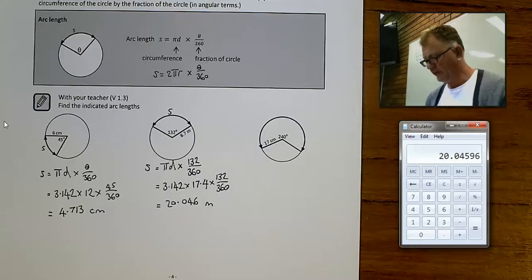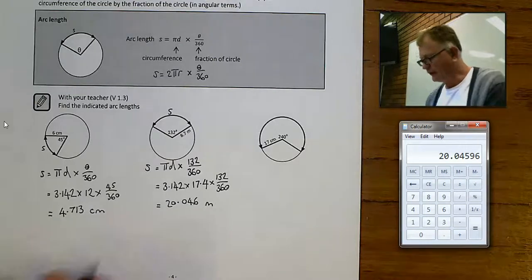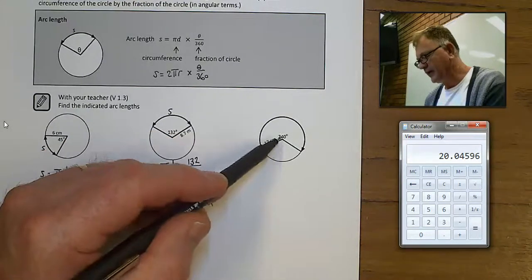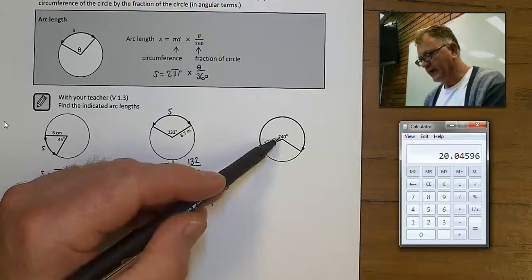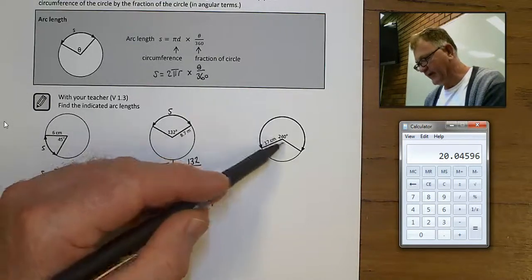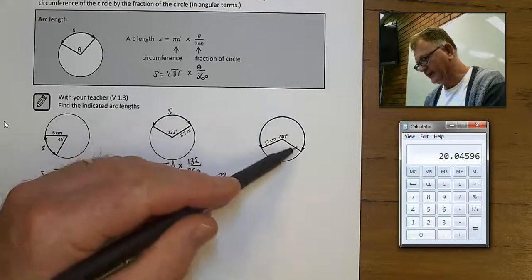One more question, and this one's a little bit tricky. Oh no, it's not too bad. It's 240, it's a reflex angle. Sometimes they give you this angle. Be careful with the angle they give you. You may need to work out the appropriate angle. But if we want the distance from here to here, then that is the angle which is appropriate.